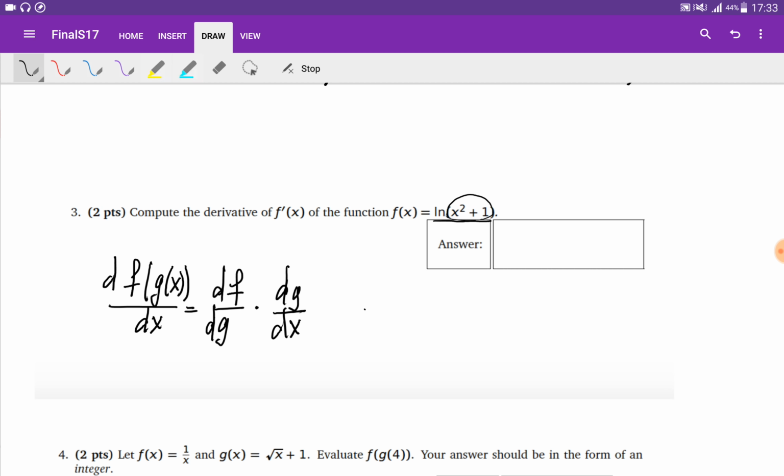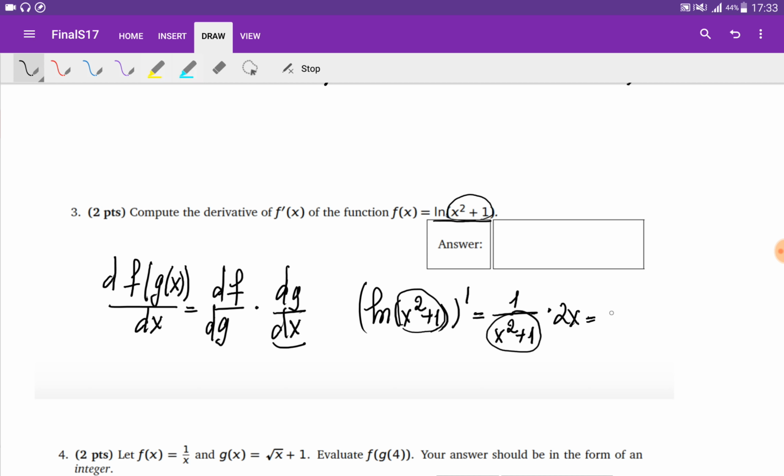So the derivative of ln of x squared plus 1: I'm going to take its derivative with respect to x squared plus 1. Basically I'm going to take x squared plus 1 as one variable, as x for example, right? So this is going to be equal to 1 over x squared plus 1. If it would be just ln of x, it would be 1 over x, right? So ln of x squared plus 1 is going to be 1 over x squared plus 1 because I'm taking this as one variable, and multiplying this by the derivative of this function, which is 2x. So the answer is 2x divided by x squared plus 1.